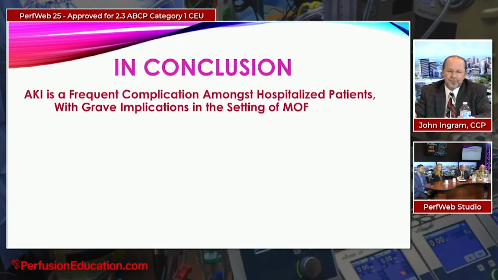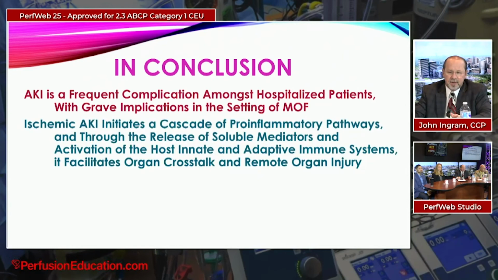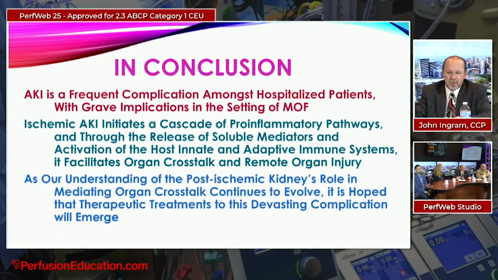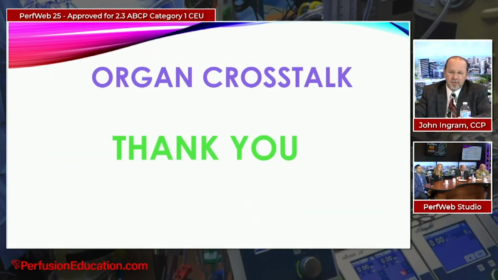So in conclusion, AKI is a frequent complication amongst hospitalized patients with grave implications in the setting of multi-organ failure. Ischemic AKI initiates this cascade of pro-inflammatory pathways and, through the release of soluble mediators and activation of host innate and adaptive immune systems, facilitates organ crosstalk and subsequently remote organ injury. So as our understanding of the post-ischemic kidney's role in mediating organ crosstalk continues to evolve, it's hoped that the therapeutic treatments we can develop for this devastating complication will emerge. I think that's all I have.